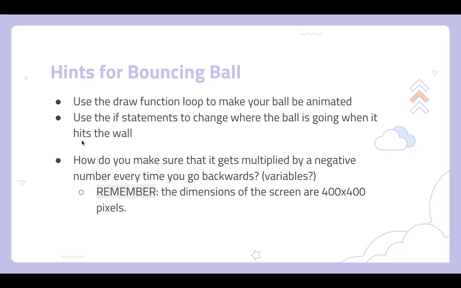Maybe some hints are to think about your car project that you did. Like if the X position equals 400, I want you to go the other way. That's just throwing it out there. And how do you make sure that the ball gets multiplied by a negative number every time you go backwards? What kind of variables are you changing? Remember, the dimensions of the screen are 400 by 400 pixels.